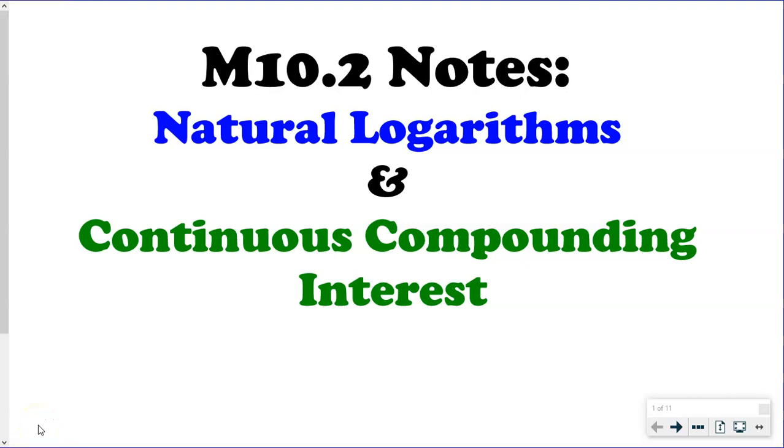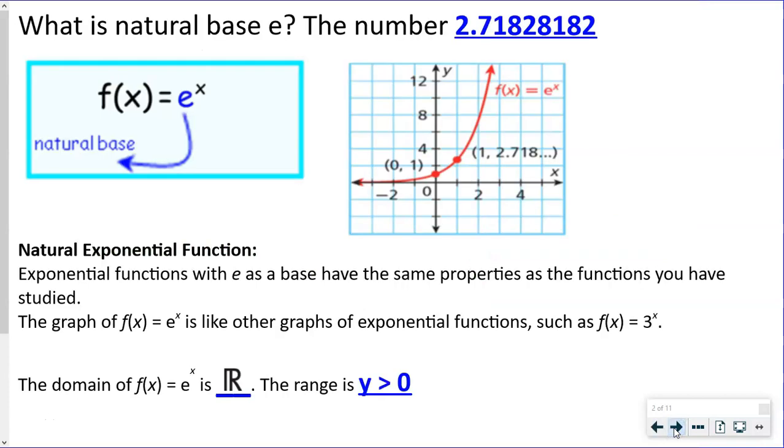So in this video, I'm going to go over natural logarithms and continuous compounding interest. First, I want to answer the question, what is a natural base e? It's the number 2.7182882. e is an irrational number whose value is known, and it's kind of like pi, okay?